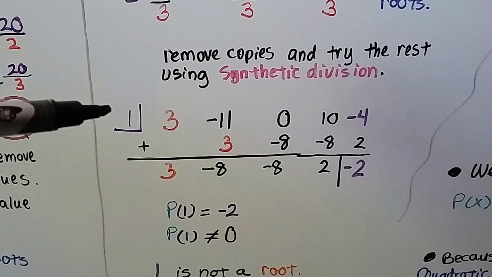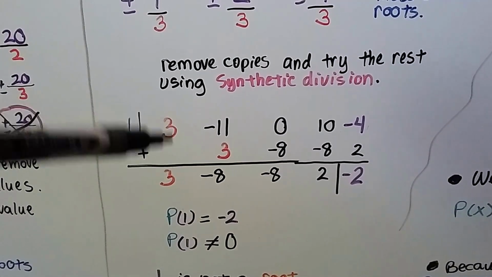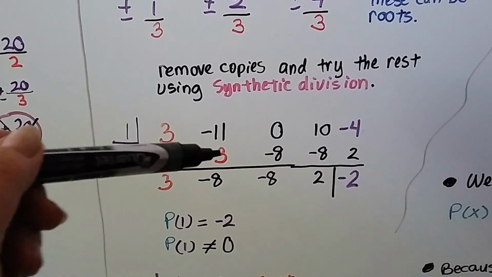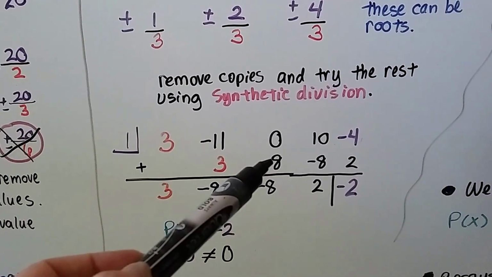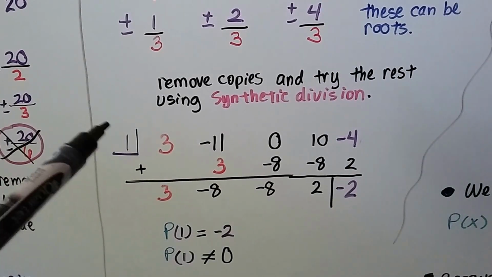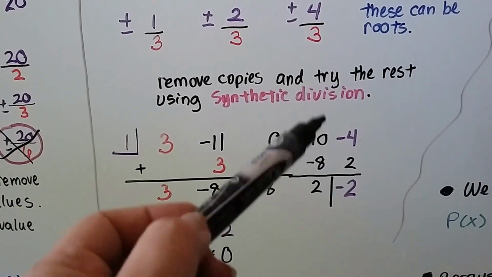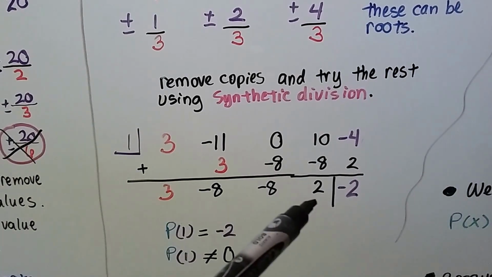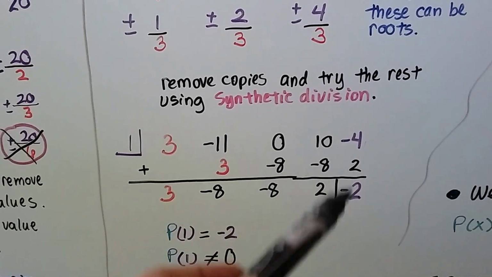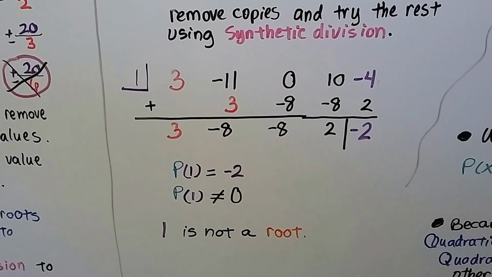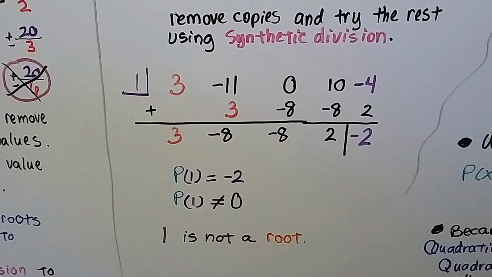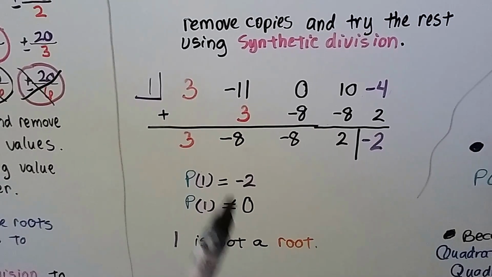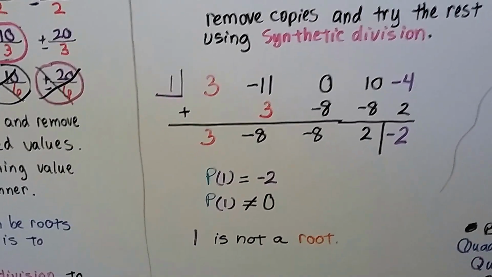Using synthetic division with positive 1, we drop our 3 down. We do 1 times 3 is 3. We write it here. We do our addition. We get a negative 8. 1 times negative 8 is negative 8. We do our addition and get negative 8 again. 1 times negative 8, we get negative 8 again. We do our addition, we get a 2. 1 times 2 is 2. We do our addition and we get a negative 2. Uh-oh. P of 1 equals negative 2. It doesn't equal 0, so it's not a root. That has to be a 0 in order for this 1 to be a root. Okay? So, let's try negative 1.